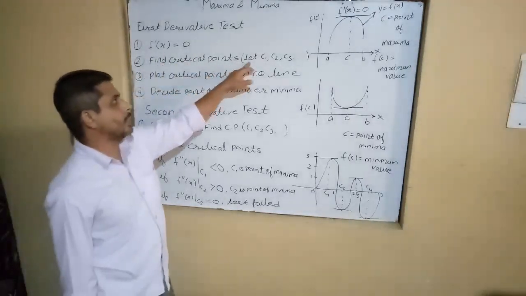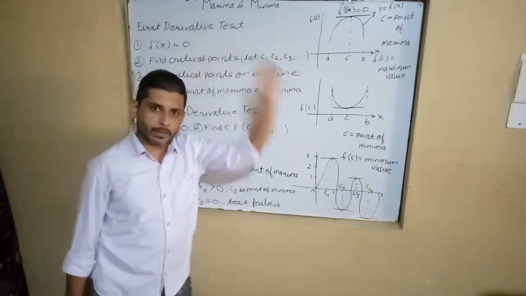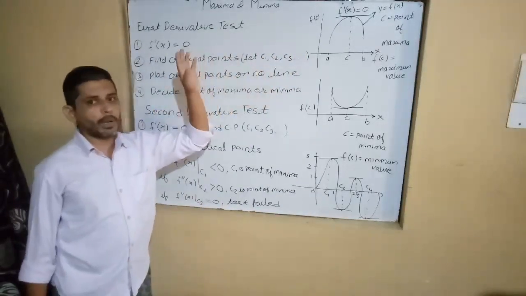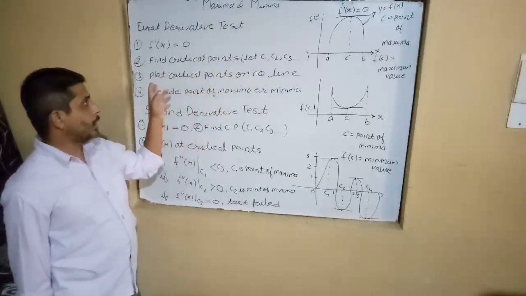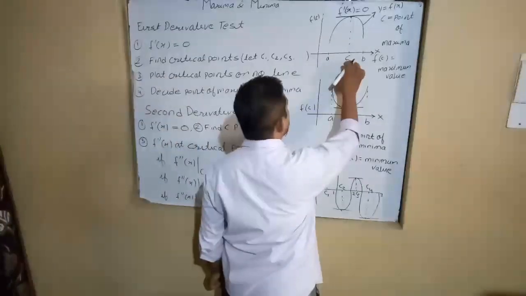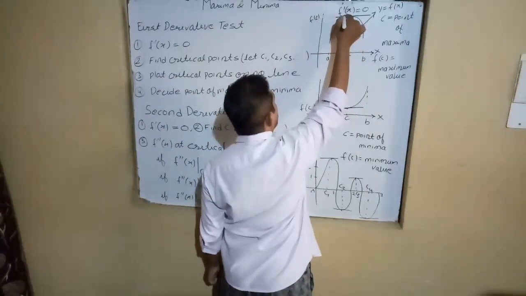Some critical points like C1, C2, C3 as well as. Okay. Then we plot these critical points on the number line. We plot the critical points on the number line. So suppose this is a point C. When we plot the number line, look at there.